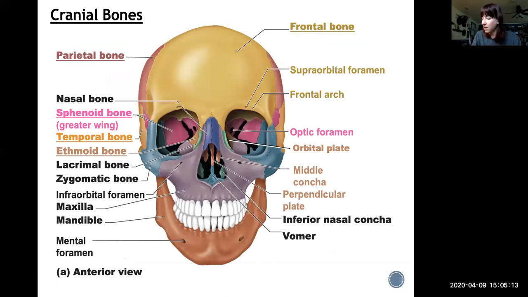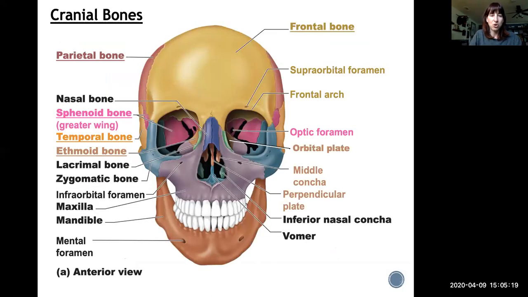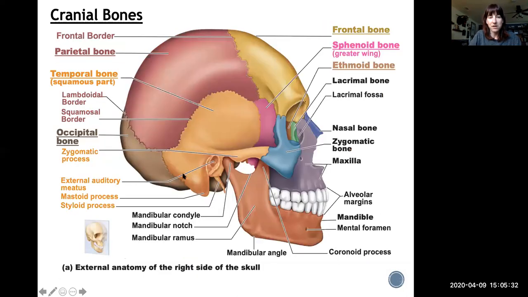Okay, so let's talk about the temporal bones. Okay, so these are the bones of your temples. You have two of them. From the anterior view of the skull, you can see a little bit of them on either side. They are this light orange color. From a lateral view, of course, is where you're gonna get the best view of your temporal bone and its associated markings, which include, and I'm asking you to know all of them. Yes, I am. I'm really sorry about that.